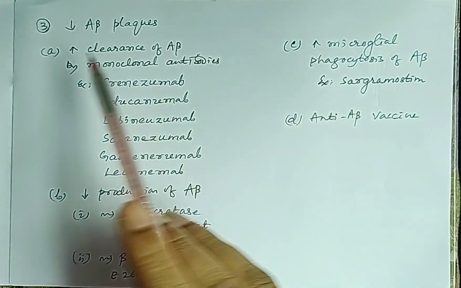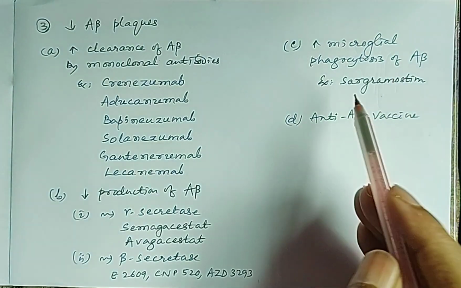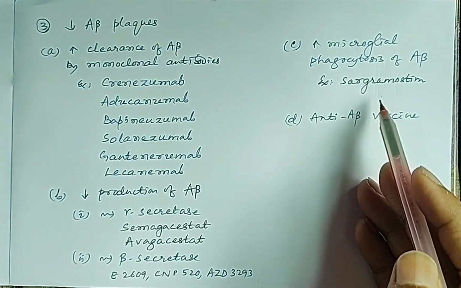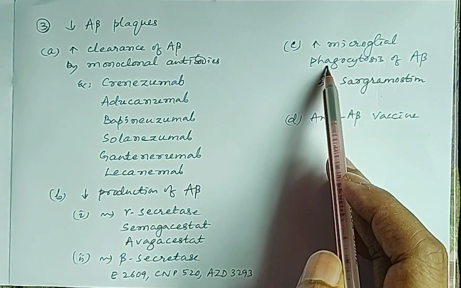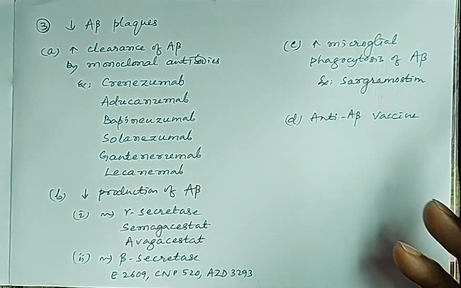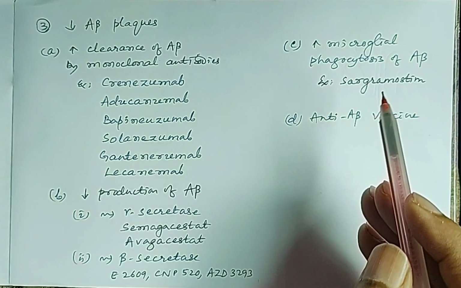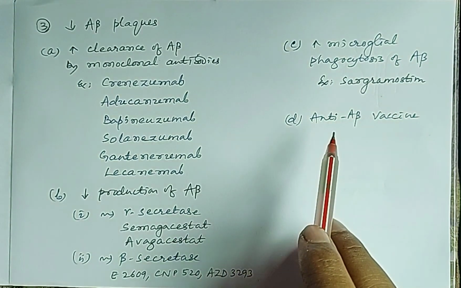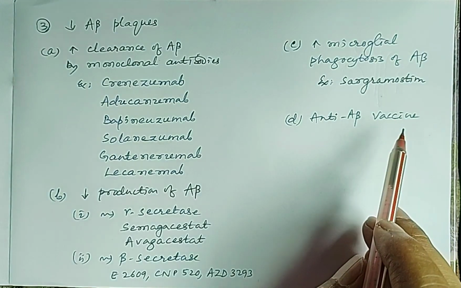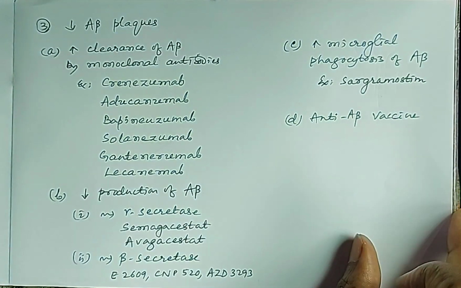The third group of drugs targeting amyloid beta plaque are the granulocyte macrophage colony stimulating factor like sargramostim, which increases the microglial phagocytosis of amyloid beta in addition to some anti-inflammatory action. And the fourth group under development are the vaccines targeting amyloid beta plaque.